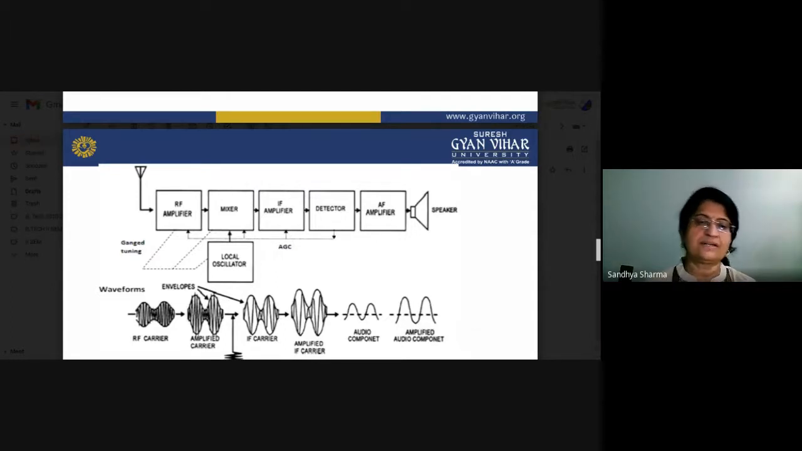Now one by one we will discuss our terms. That is the RF carrier wave, the amplified carrier, the IF carrier, its amplitude, and this is the final analog signal.